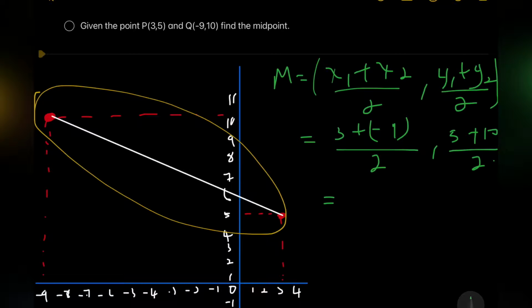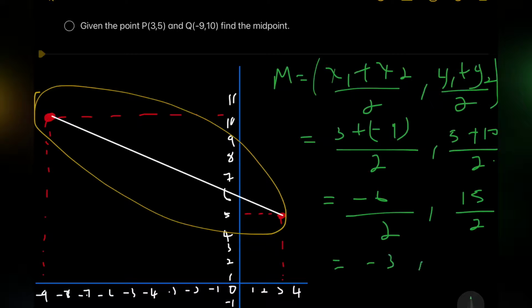3 plus negative 9 would equal negative 6, and we divide that by 2. 5 plus 10 is equal to 15, and we divide this by 2. Negative 6 divided by 2 is equal to negative 3, and 15 divided by 2 is equal to 7.5. So these are the coordinates of our midpoint.